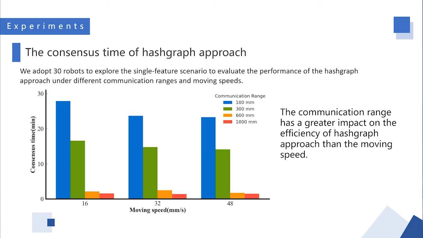In fact, in the traditional blockchain, the consensus time depends more on the speed of mining new blocks, while the communication range affects the broadcasting speed of newly mined blocks.